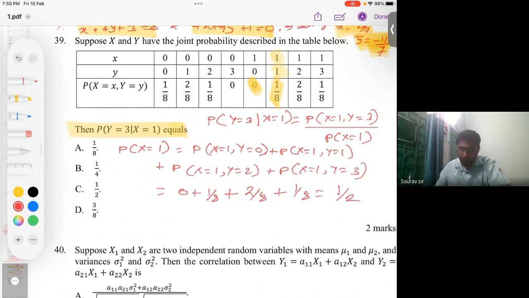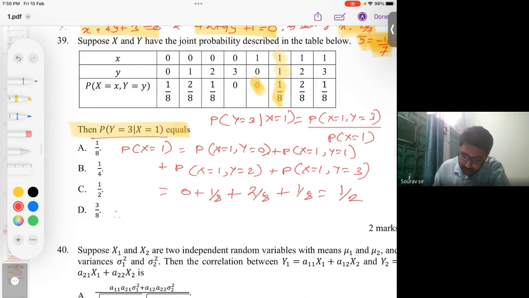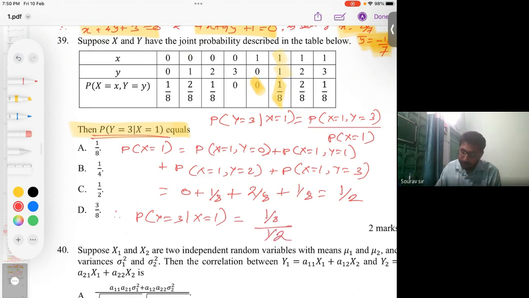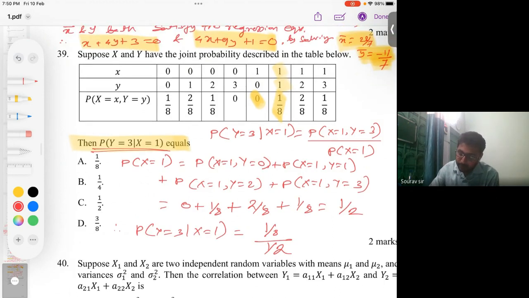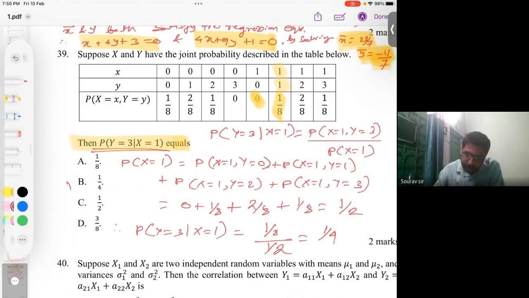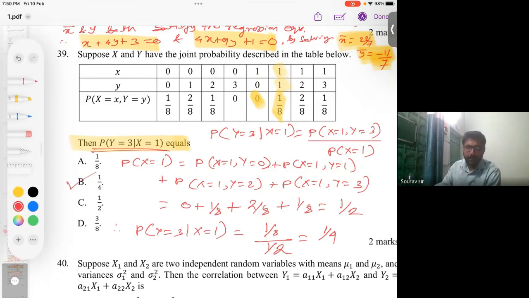Now we have to find the answer to the question. P of Y equal to 3 given X equal to 1 is nothing but the ratio of 1 by 8 over 1 by 2. Why? Because we have found that P of X equal to 1 is 1 by 2, and P of X equal to 1, Y equal to 3 is 1 by 8. So just solve this and we will find the value is 1 by 4, which is equivalent to option B. So the correct answer for question number 39 is B.